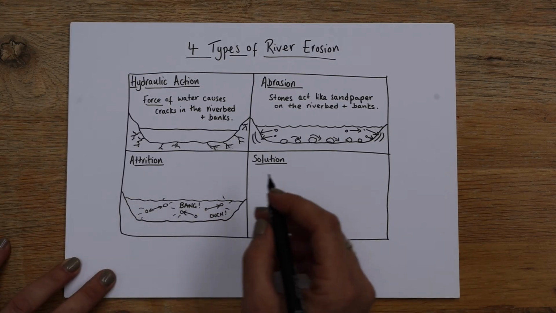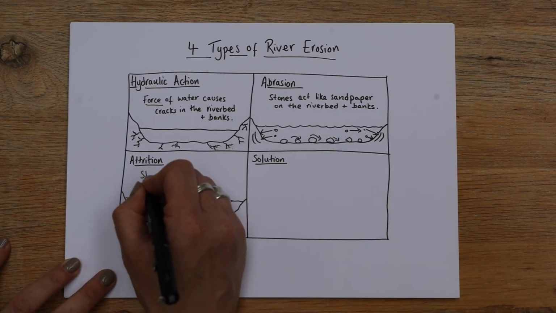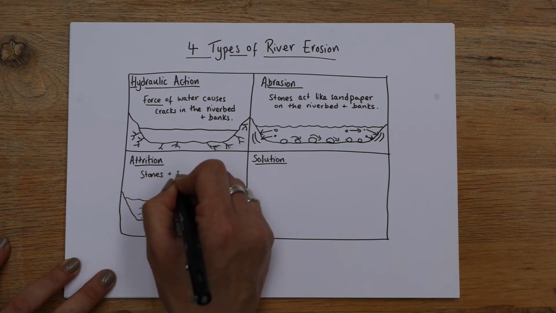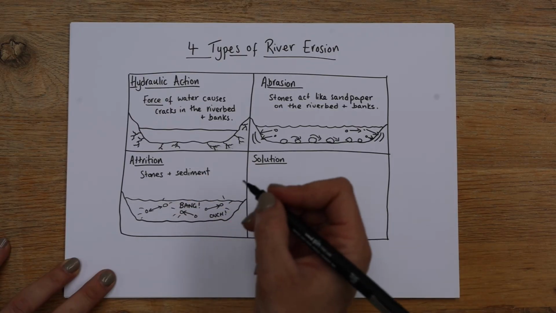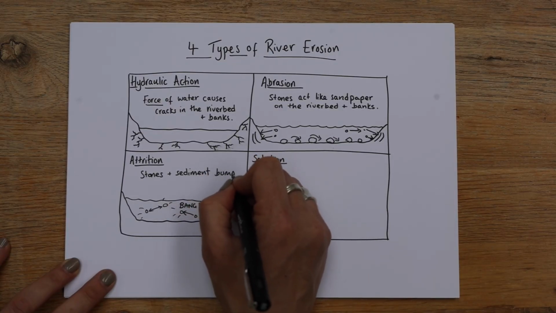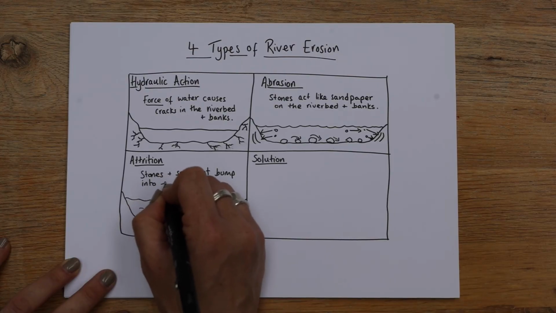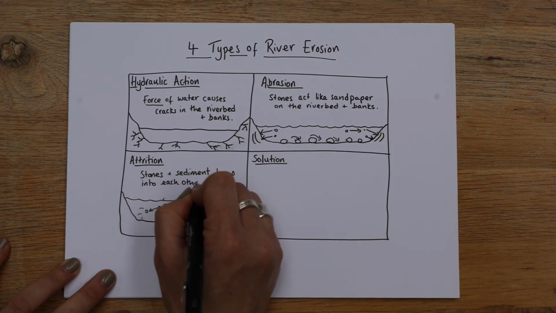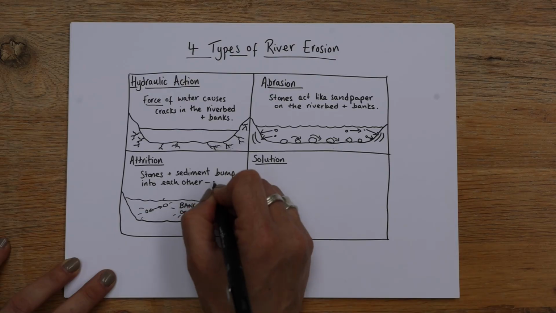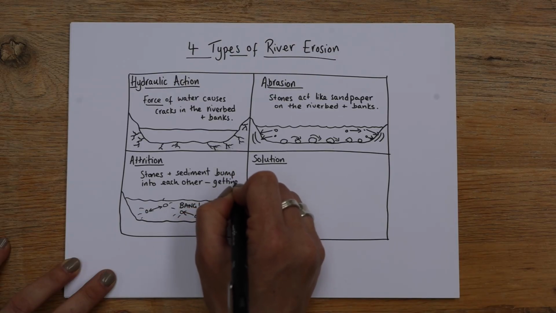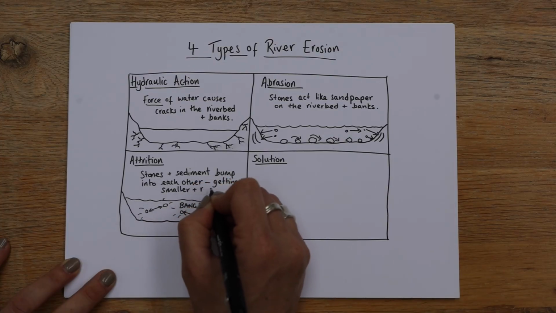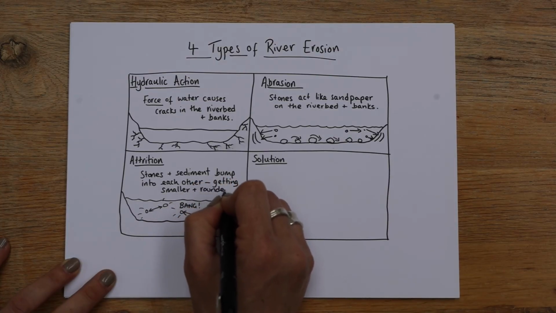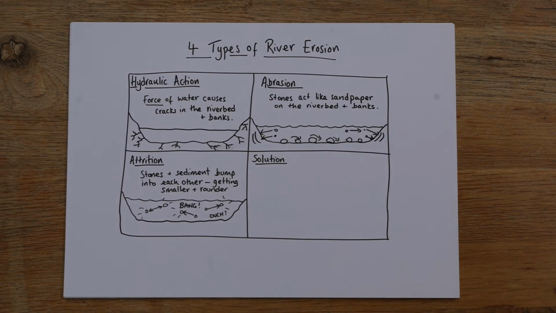So that's attrition. For this one, we need to write stones and sediment. That word just means all river load, river material. Bump into each other, getting smaller. So it makes them smaller, it breaks them, but it also makes them rounder. Or you could have written smoother. Okay, so those are three of the four.